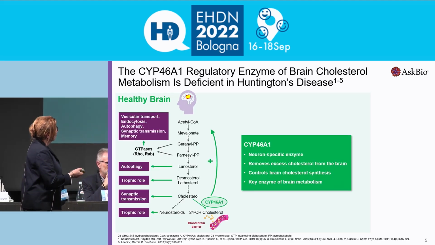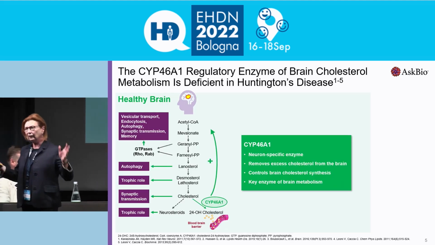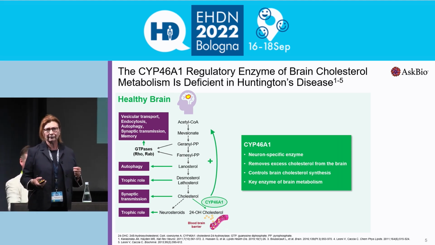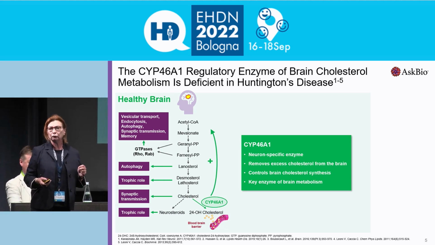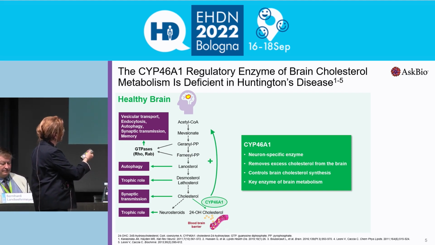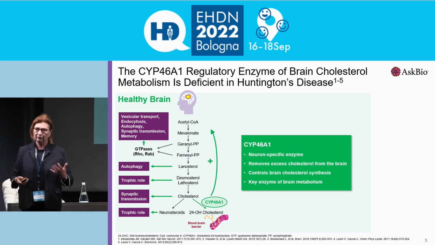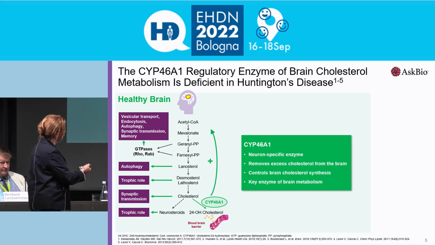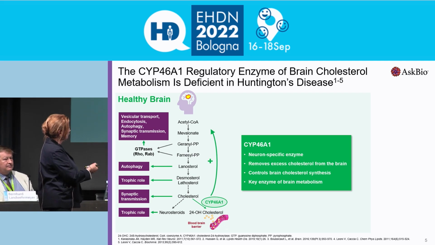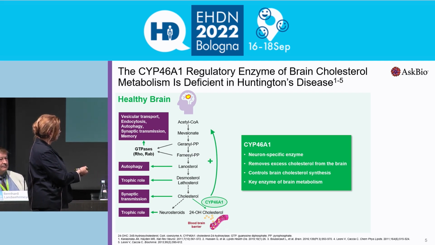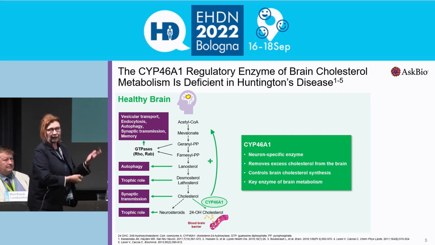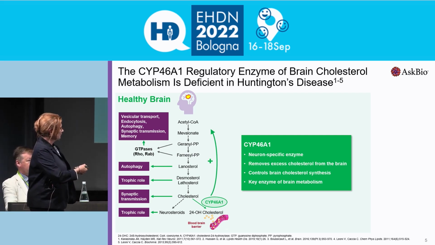So what is very specific: all our cells produce cholesterol, of course, but what is very specific for the brain is that it is not permeable to cholesterol. So cholesterol has to be synthesized in situ in the brain, and when it is in excess, to maintain the balance, it has to be transformed to be excreted out of the brain in a compound that can cross the blood-brain barrier. This compound is 24-hydroxycholesterol, produced by an enzyme called 24-hydroxylase, called CYP46A1.